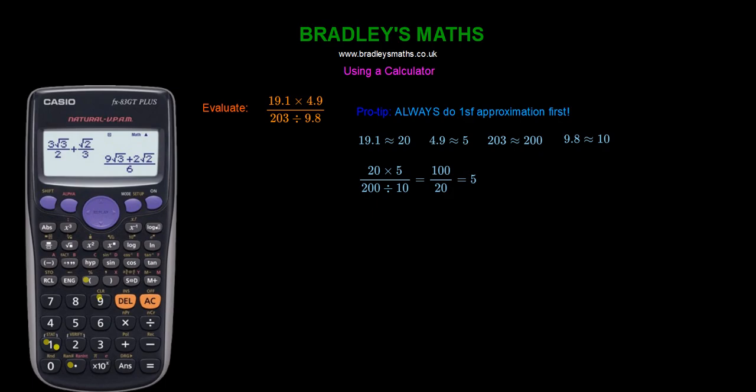19.1 times 4.9, close bracket. Okay, so we've opened brackets and we've closed them. That's the top line done.